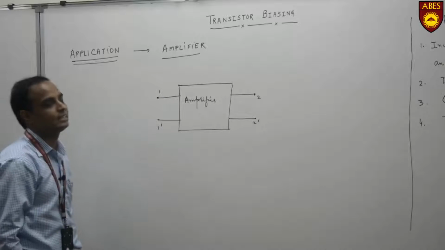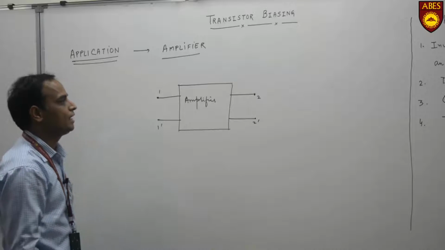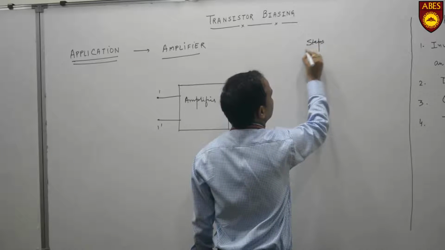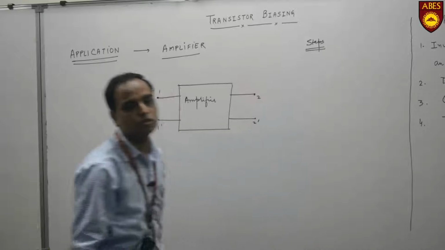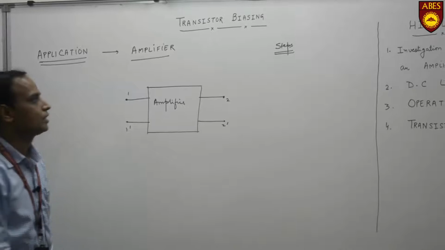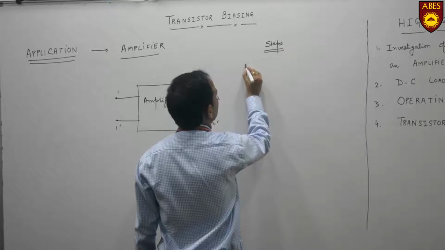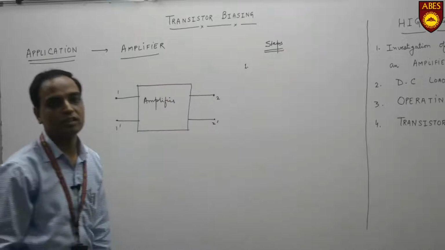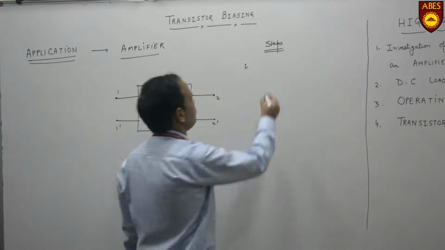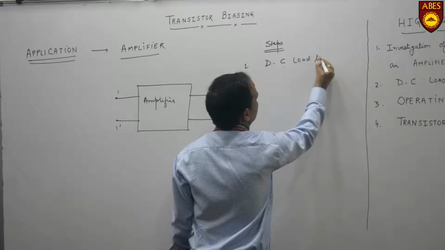Now, in order to investigate the performance of a transistor as an amplifier, we have to undergo a few small steps. These steps are used to investigate whether the amplifier which has been designed is working satisfactorily or not. The very first step is that we have to plot the DC load line.